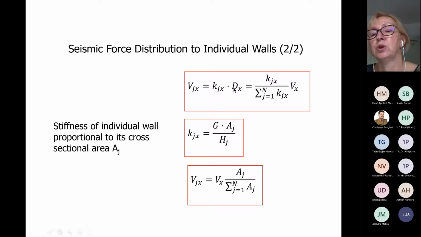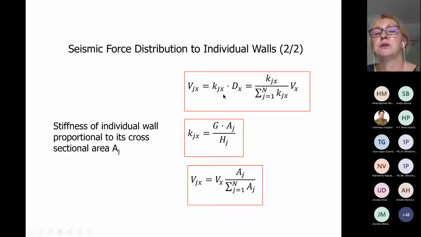We already talked about the displacement. Because the force is proportional to the stiffness, we will use this second form: it is equal to the stiffness of that wall divided by the sum of stiffnesses of all walls in that direction, times the total force. So if this wall is 50% of the total stiffness of all walls, then half of the seismic force at the base of the building will go into that wall.